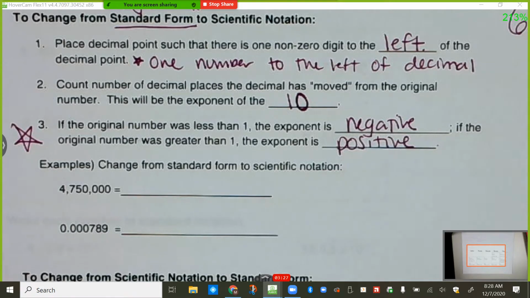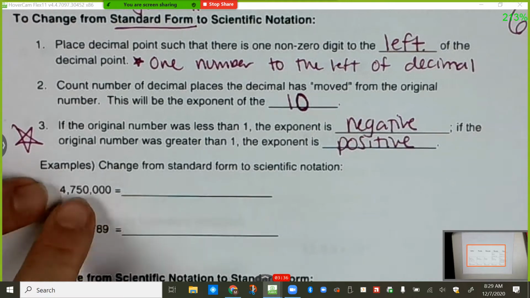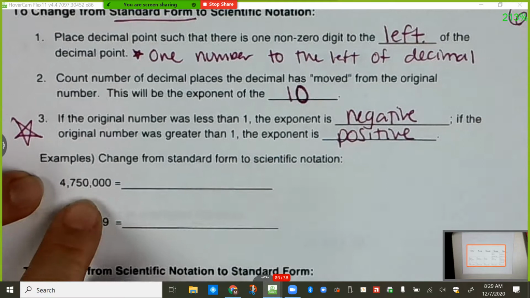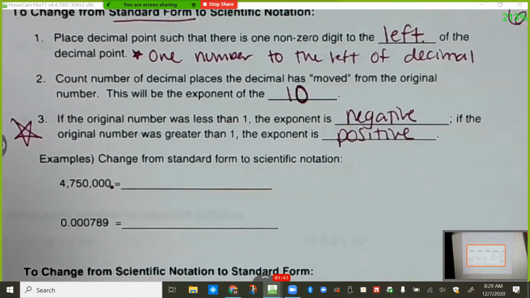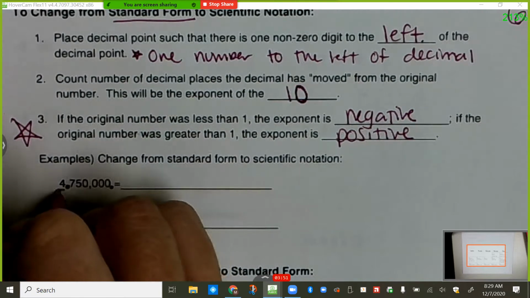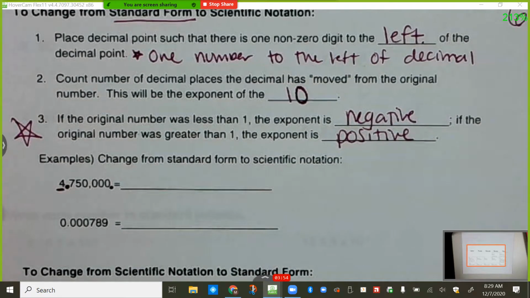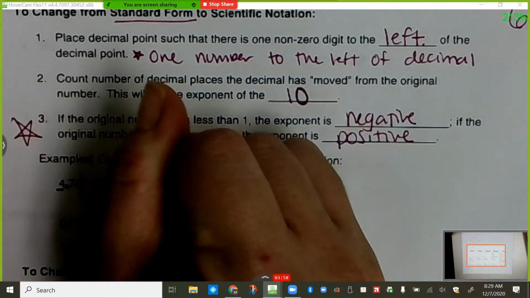Okay, so we're going to do 2 examples. Okay, so if you look at this, it's 4750000. Okay, where's my decimal if I don't see a decimal? All the way to the right. Now, where do I want my decimal to go? Between the 4 and the 7, because we want one number to the left. Doesn't that leave me one number to the left? Okay, and I don't need to write down my zeros, so that gives me 4.75.